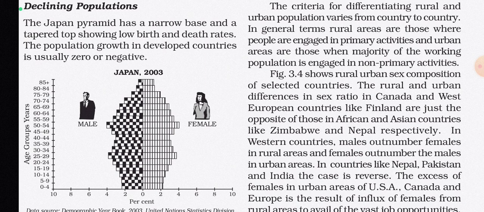Figure 3.4 shows rural-urban sex composition of selected countries. The rural and urban differences in sex ratio in Canada and West European countries like Finland are just the opposite of those in African and Asian countries like Zimbabwe and Nepal respectively. In Western countries, males outnumber females in rural areas and females outnumber the males in urban areas. In countries like Nepal, Pakistan and India, the case is reverse.